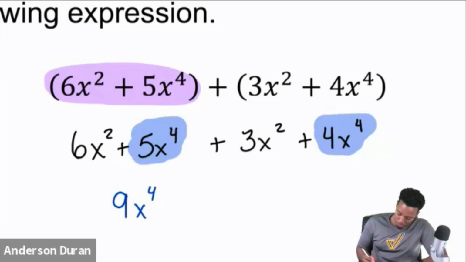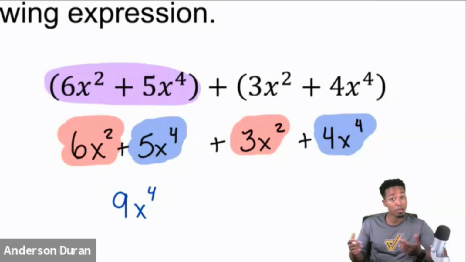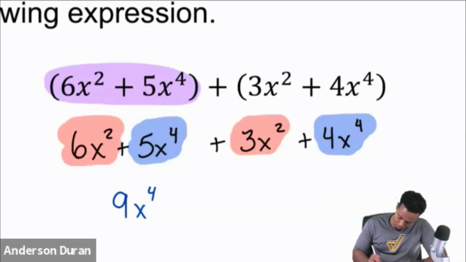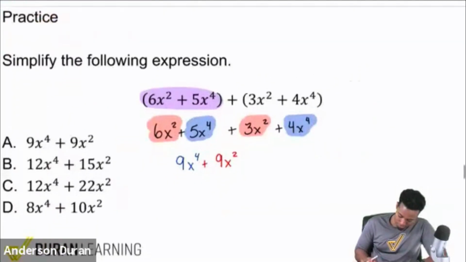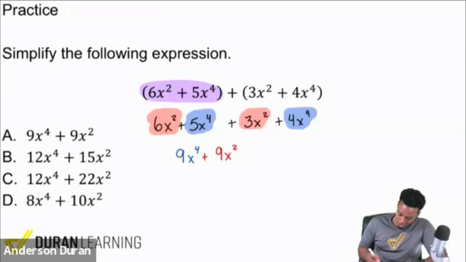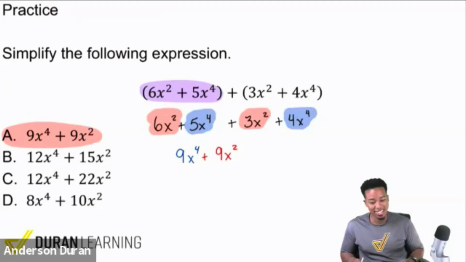Then up next, we got 6x squared, 3x squared. Same variable, same exponent. These are like terms. Everybody, what's that going to be? 9x to the power of 2. There we go. Booyah. That's it. Our answer here is going to be A, and we're done.